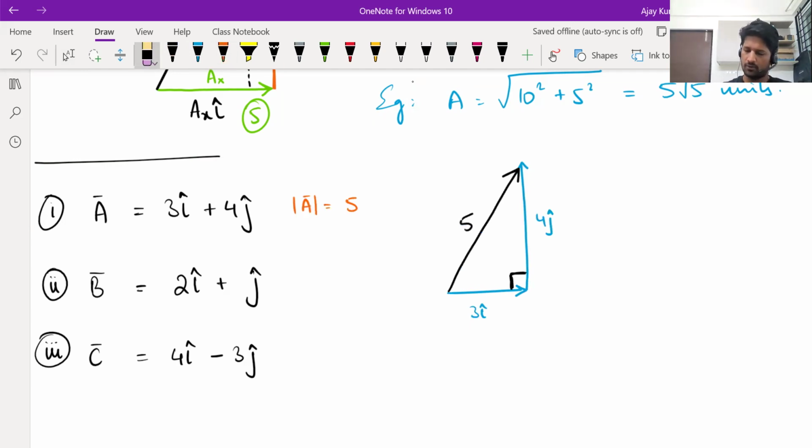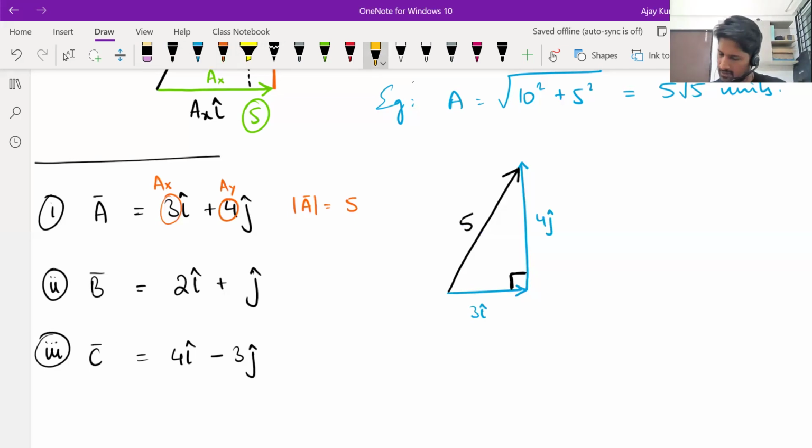Otherwise, simply use the formula. Now 3 here becomes the x component, 4 becomes the y component. Then all you have to do is root of ax square plus ay square. So root of 3 square plus 4 square, that becomes root 25, that is 5.